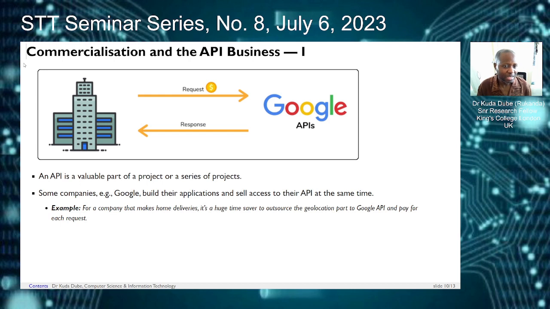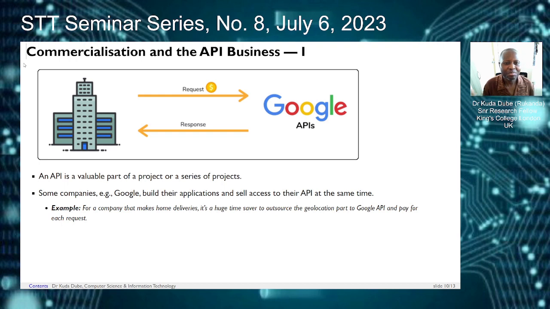So an API business is valuable. The API is a valuable part of a project or a series of projects, and it is important for the National Language Institute, through the Language Technology Unit, to develop these APIs as a basis of commercialization. The advantage, of course, is the fact that for each request, you can measure many things. You can measure the resources used, you can measure even the electricity that is being used to respond to that request, and then cost it.